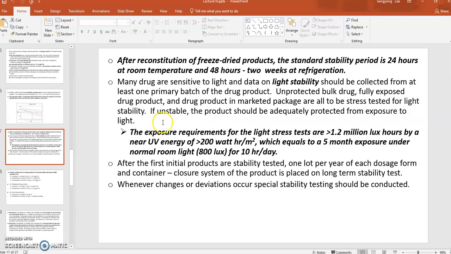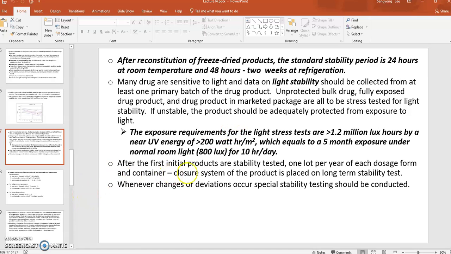Okay. So then how do you do the light testing? It's the exposure requirement for the light testing. Stress test is about 1.2 million lux hours or above. Okay, or that's like by near UV light energy, very strong light energy exposure. That's what it is, above like 200 watt hours per square meter. Very strong intensive light will be exposed to your drug. That equals about 5 months exposure under normal room light for 10 hours a day. So that's the stress testing. So very strong light conditioning exposing your drug.